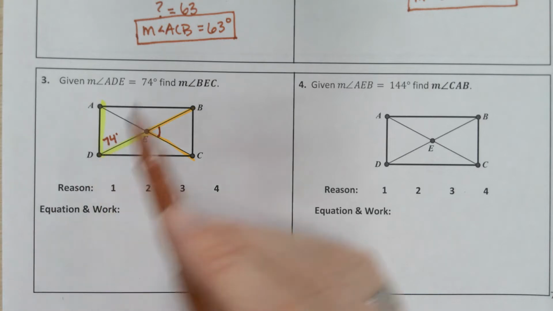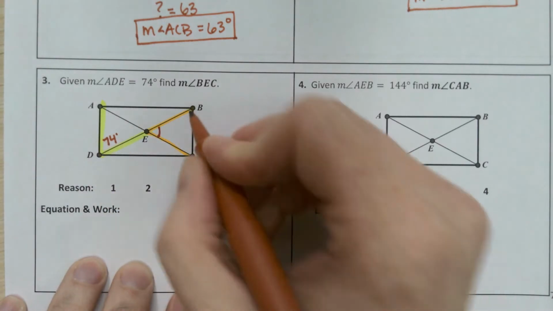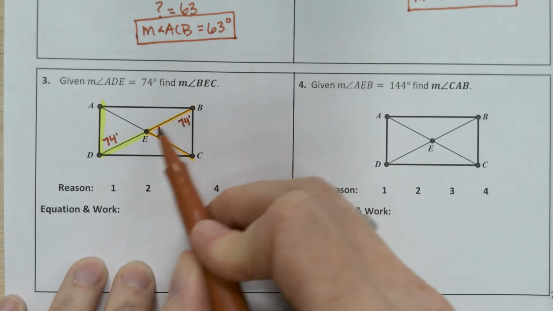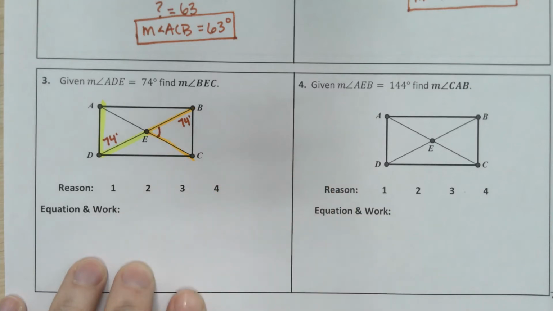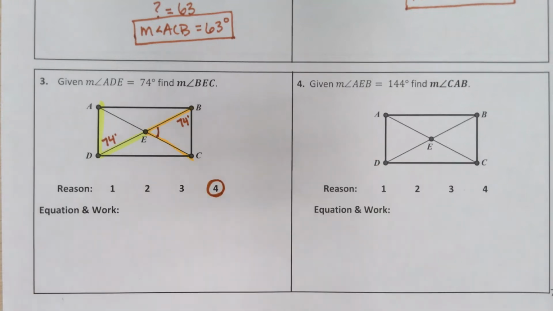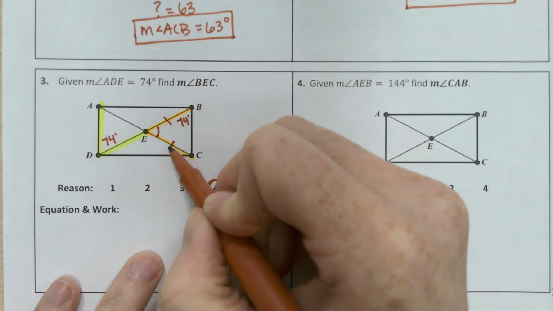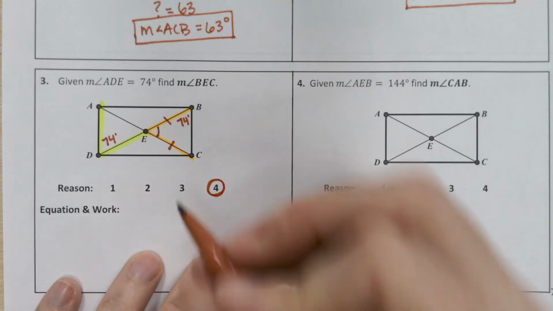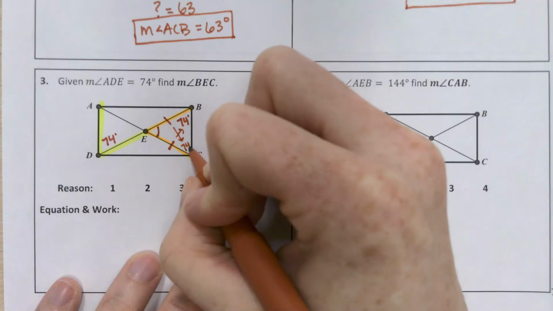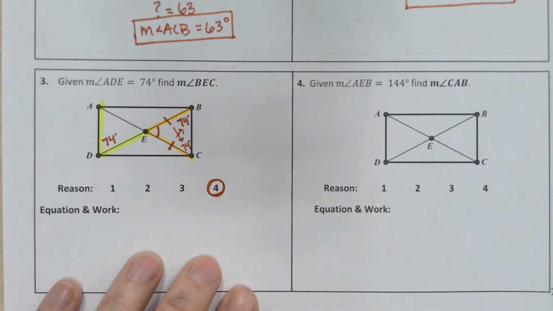I could take this 74 and move it over here using my alternate interior angles. That would be a little bit closer to the angle that I'm looking for. But I think I'm going to have to combine that idea with the isosceles triangle fact that we talked about up top in reason number 4. If this triangle is isosceles, then that means that this angle and this angle are opposite and congruent. Those are the base angles for that isosceles triangle.